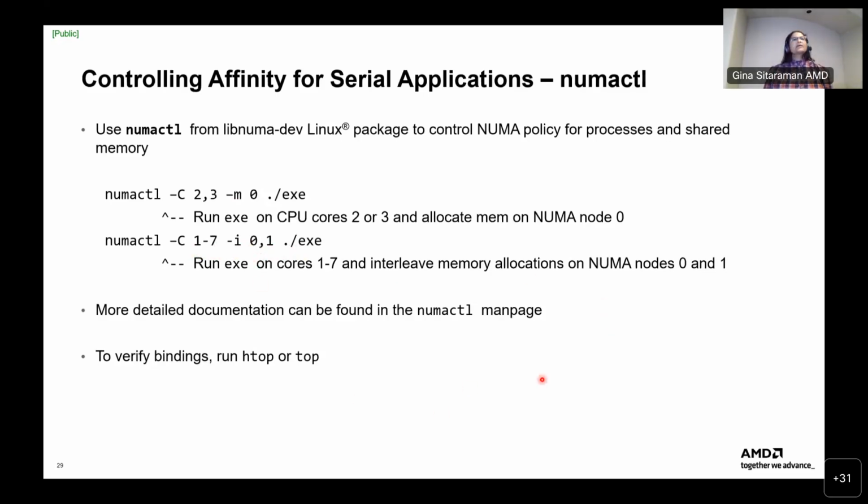Right. So this is just like a drop in the ocean. There are so many options that we may be able to use. So it's always best to go and look at the man page. And once we have the application running, it's easy to just run htop or top to see where it's running.